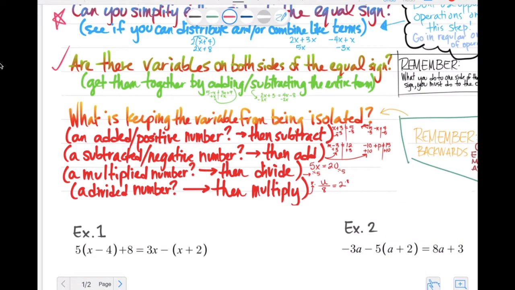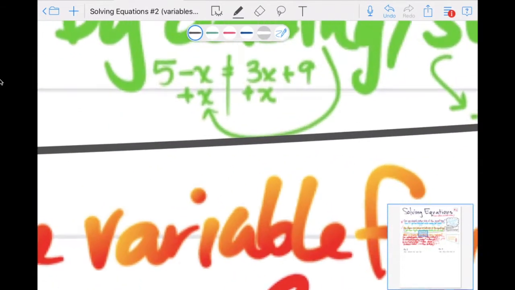A lot of students deal with their constant terms rather than their variable terms first. I found just from experience teaching algebra that a lot of students will avoid confusion if they deal with their variable terms first. So I want you to notice what it says right here. You want to get them together by adding or subtracting the entire term. So I'm going to zoom in right here on that.